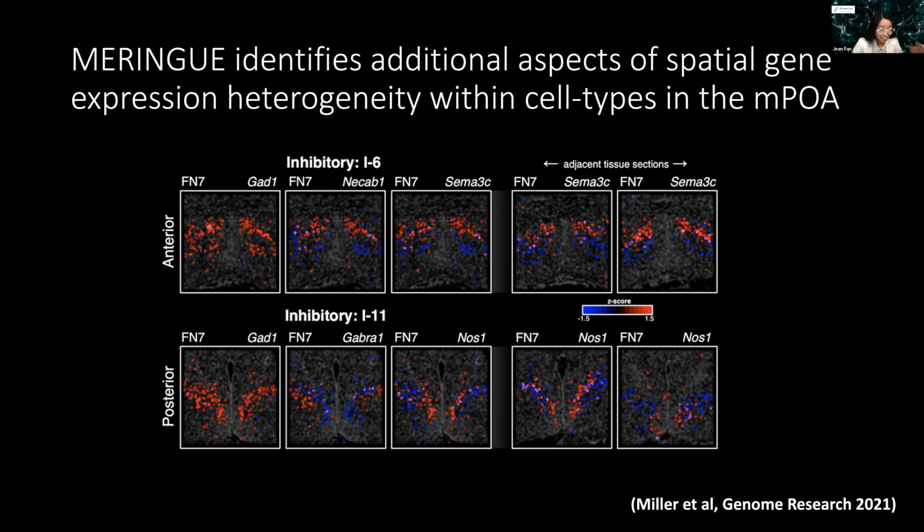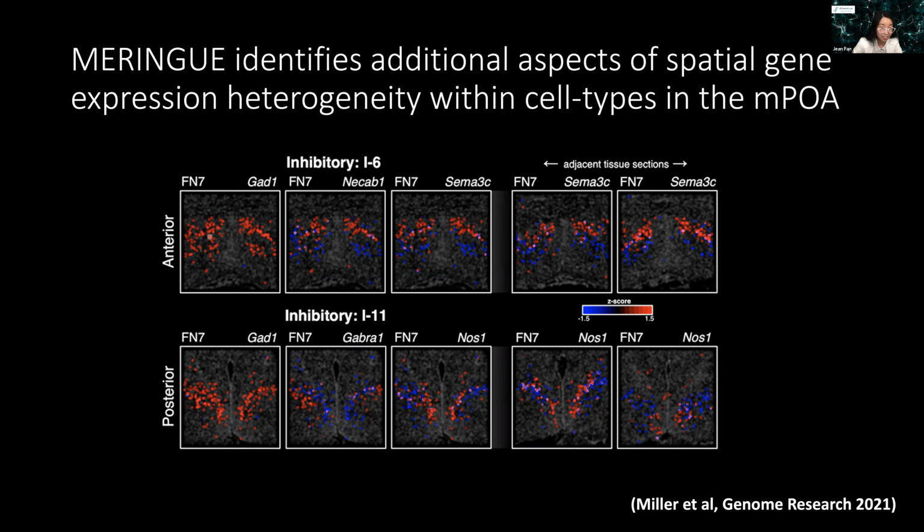In this case, GAD1 is actually a gene that we identified as being not spatially variable. And unsurprisingly, it's an inhibitory neuronal marker that's, as you can see, pretty uniformly expressed. So we wouldn't expect it to be spatially variable.